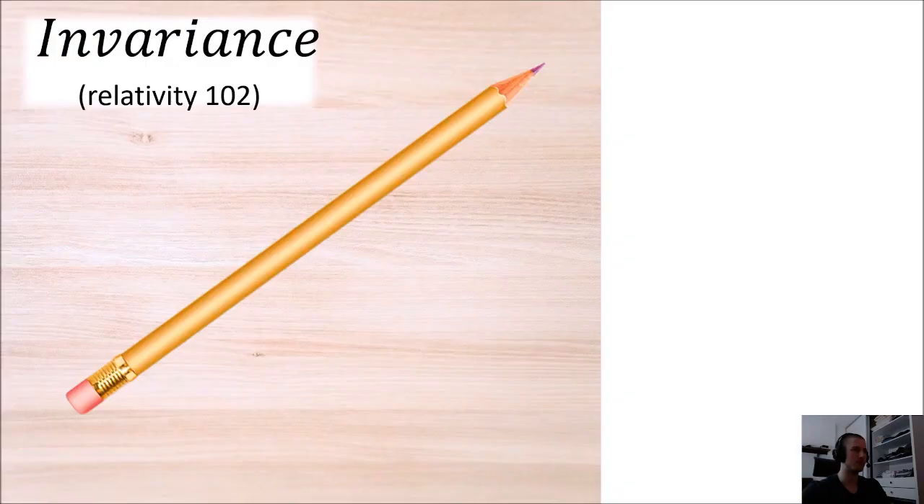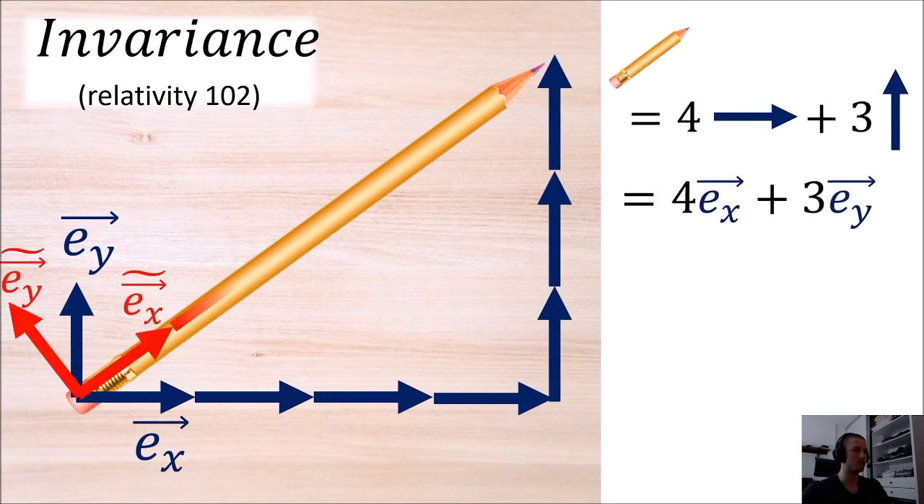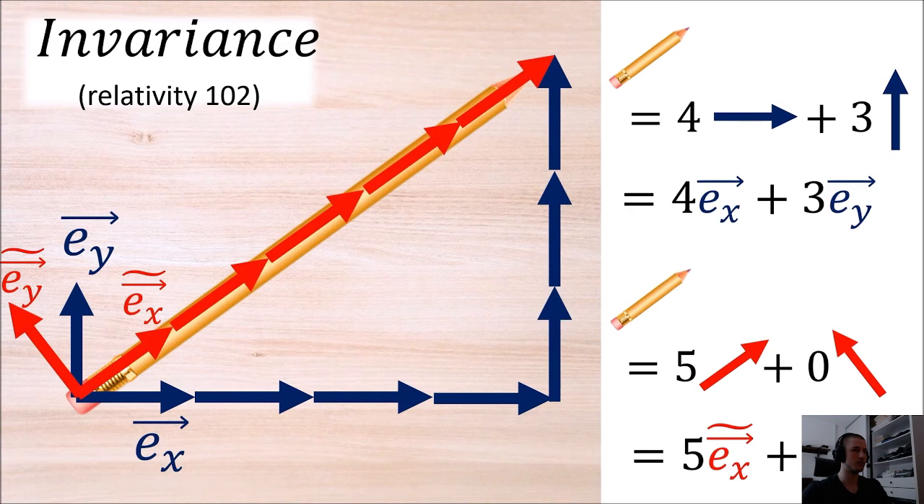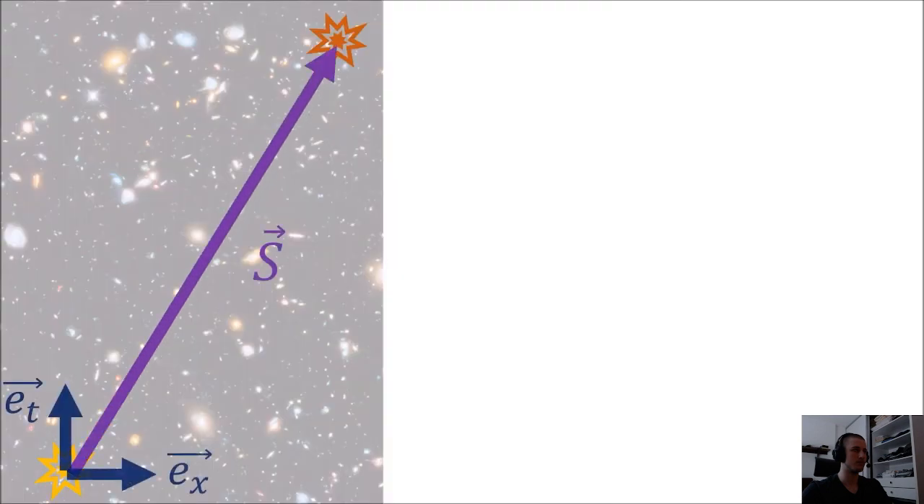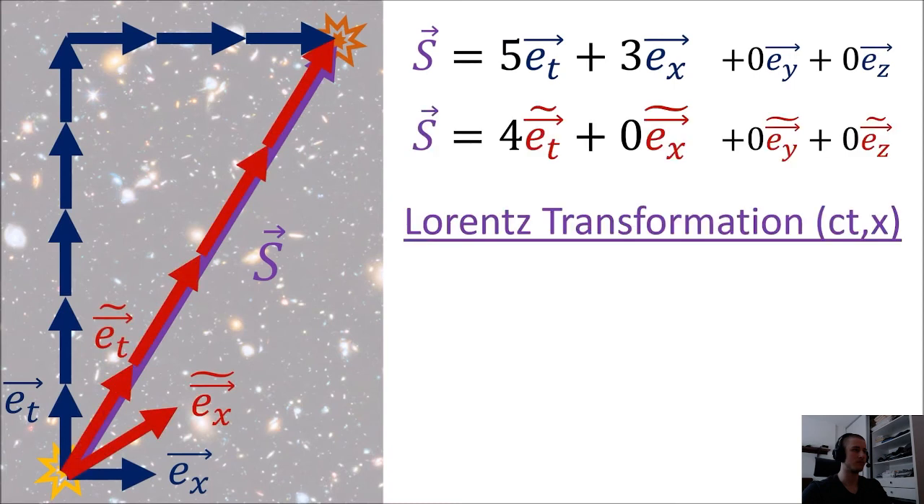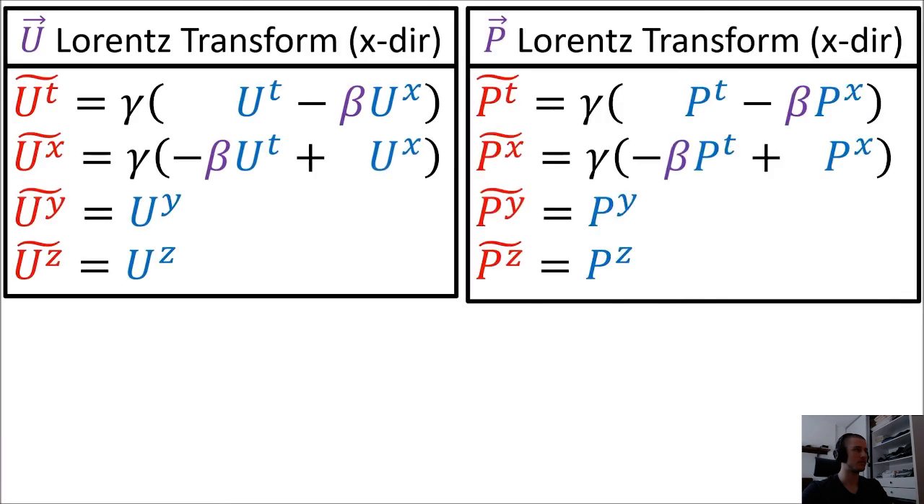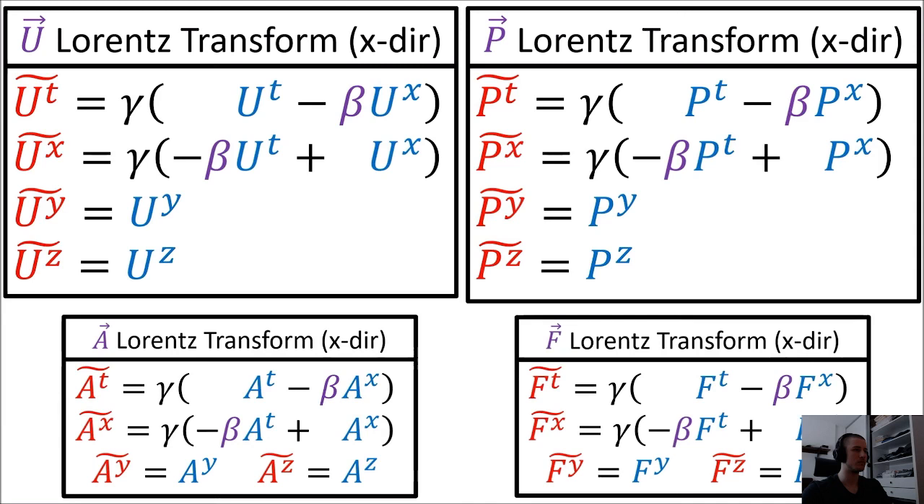Recall the idea of invariance from Relativity 102. If we write the same vector in terms of different basis vectors, we get different components. We've already seen this idea with the spacetime separation vector S, which is also called 4 position. And we can change between the components of S in different reference frames using the Lorentz transformation. In this video, we'll see that this is also true for any 4 vector, including 4 velocity, 4 momentum, and others. We can write the same geometrical vector with different components in different reference frames, and change between the components using Lorentz transformations.